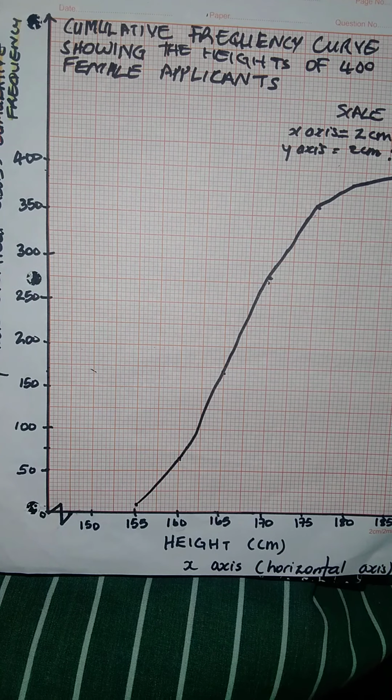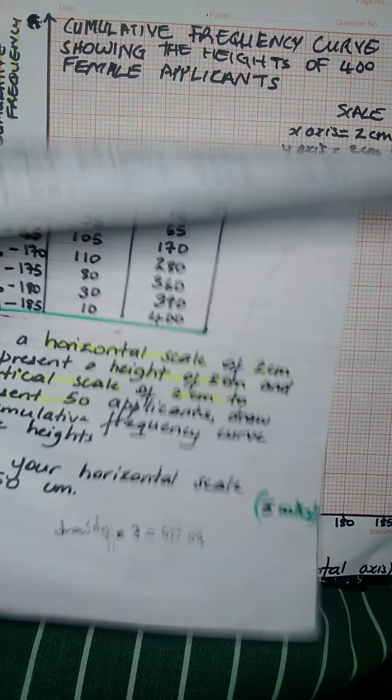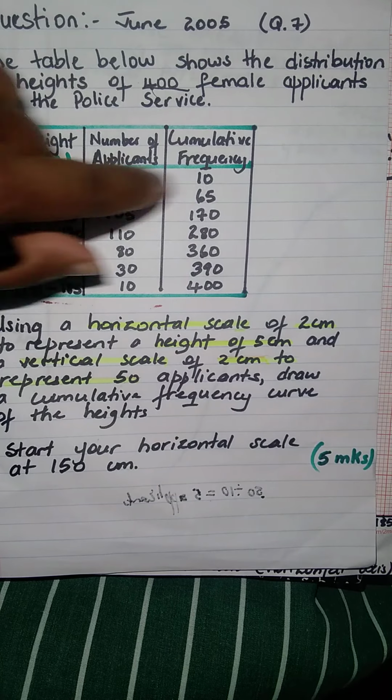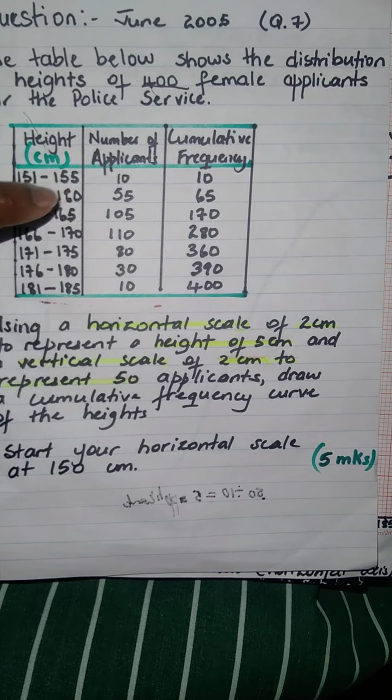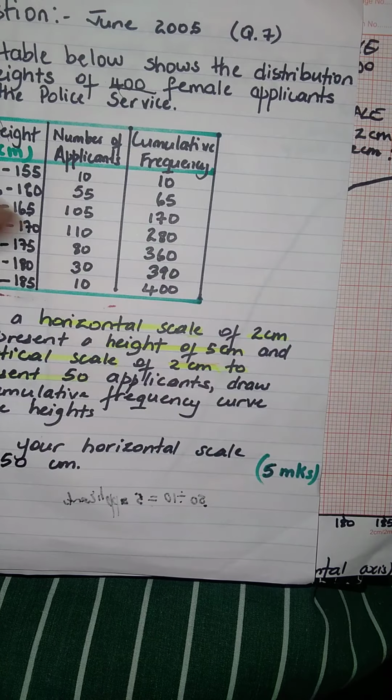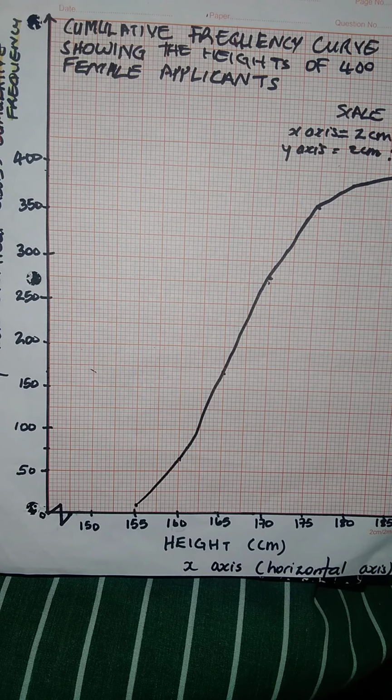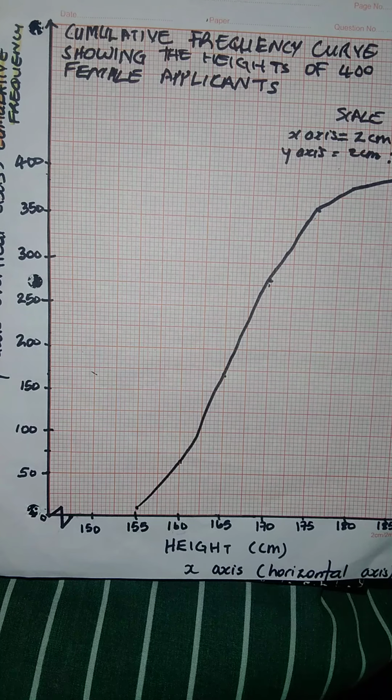So we can use either the upper class limit and the cumulative frequency to plot the points, or we could use the boundaries, upper class boundaries. All right, students, all the very best.